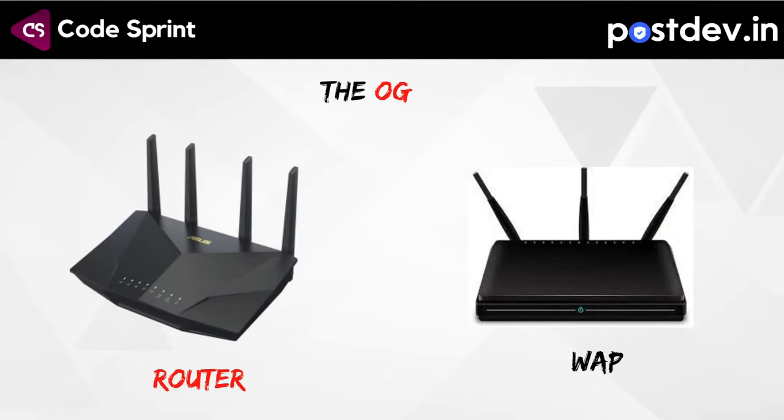So guys, I'll talk about WAP now. A wireless access point serves a distinct function within a network. A WAP is a device that allows wireless devices to connect to a wired network using Wi-Fi. It creates a wireless local area network, WLAN, and acts as a central hub for wireless connectivity. It enables devices to access the network without physical cables. These devices typically do not perform any routing functions, and they just focus on providing wireless connectivity.